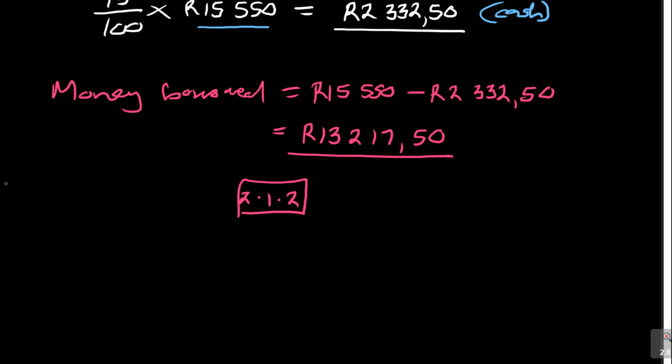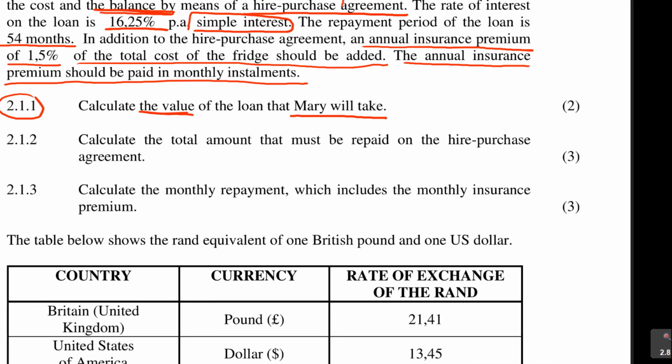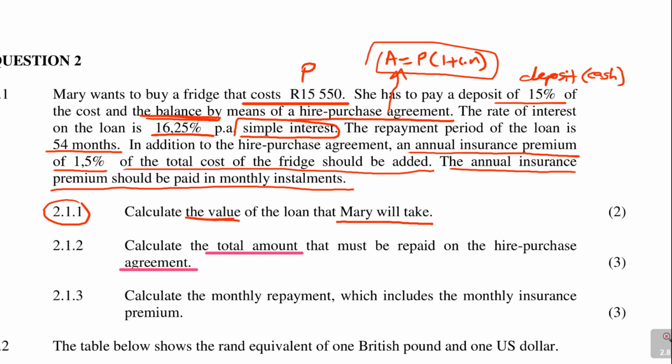Let's move on. 2.1.2. What are they saying here? They are saying now, calculate the total amount that must be repaid on the hire purchase agreement. The total amount. They are interested in, at the end, how much in total must be repaid on the hire purchase agreement. Are you with me? So what you do, we come and say, okay, so you borrowed that amount.